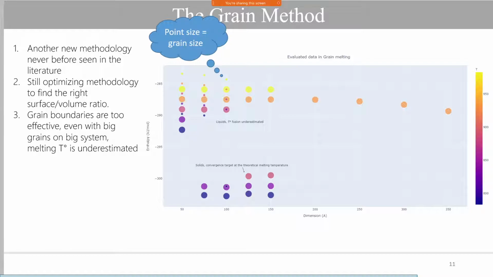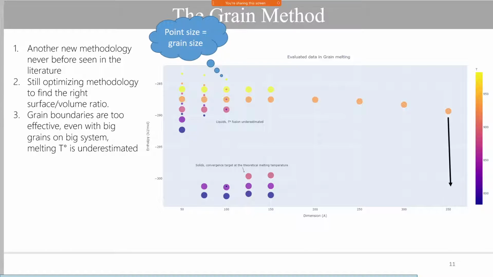The color indicates the temperature, and on the y-axis it's the enthalpy. So this is what we're using to identify whether or not it is in the liquid phase. On x it's the dimension, the size of the grains. So right now, as you can notice, a lot of simulations which would normally be at a lower enthalpy are above, which means that the temperature of fusion is underestimated.